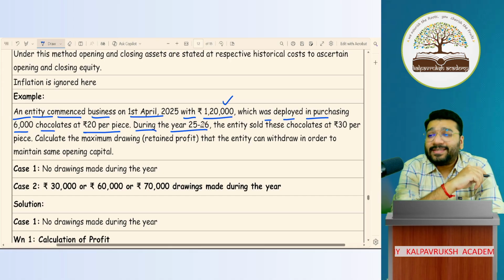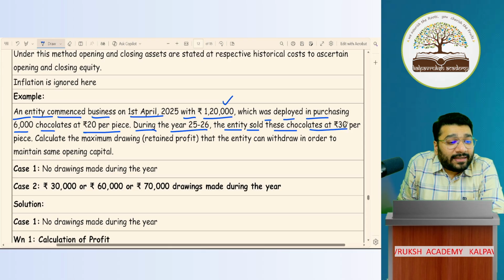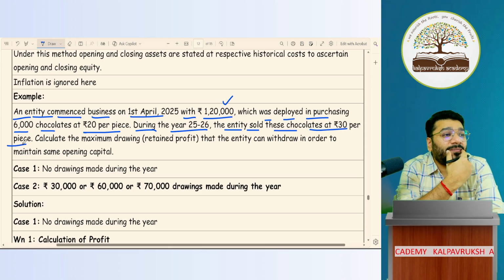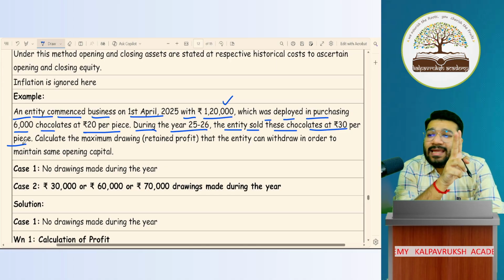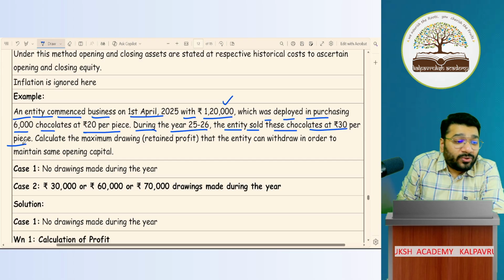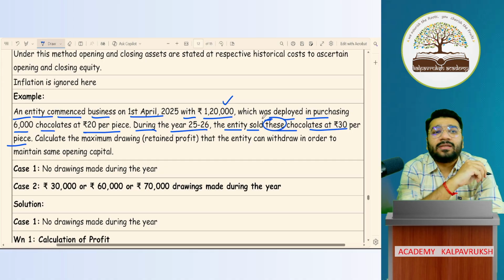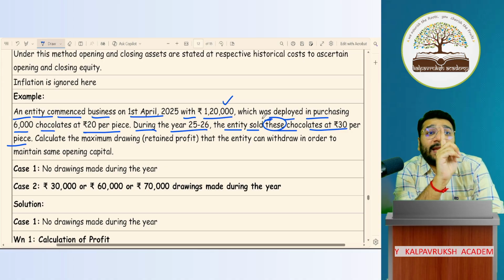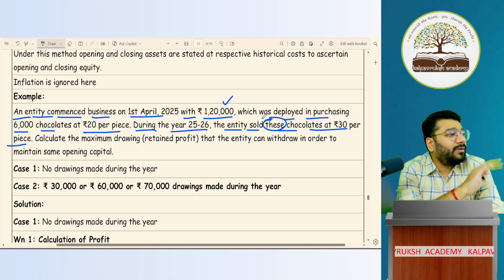During the year 25-26, the entity sold these chocolates at 30 per piece. So what is the profit per piece? Selling price 30, cost price 20. 30 minus 20, profit is 10 per piece. The entity sold all of these chocolates. So what is the overall profit? 6,000 chocolates into 10 rupees profit per piece. So what is my overall profit? 60,000 is profit. Okay?